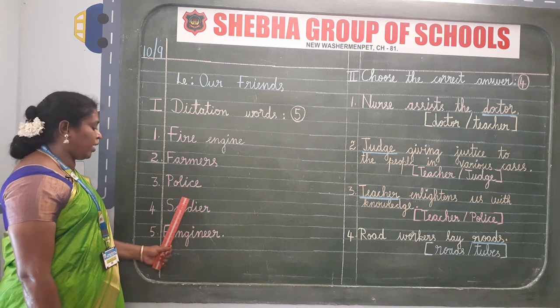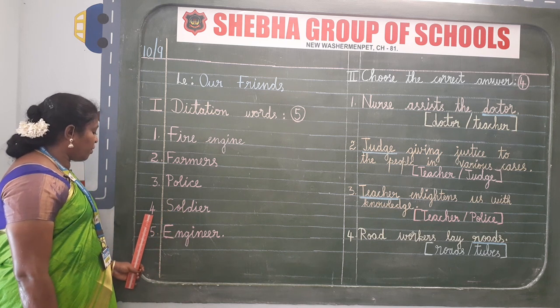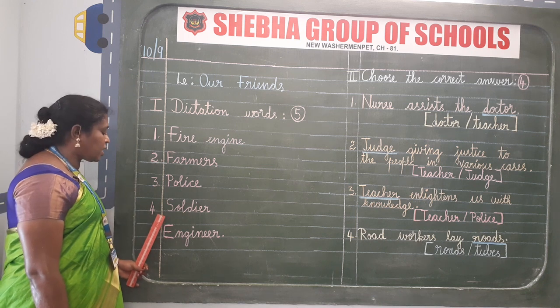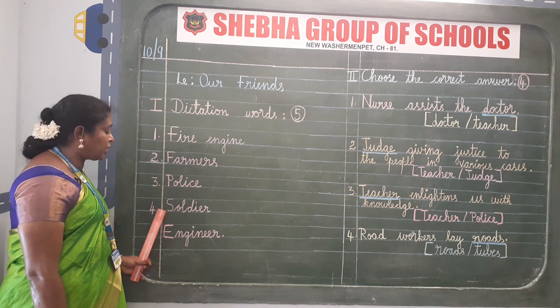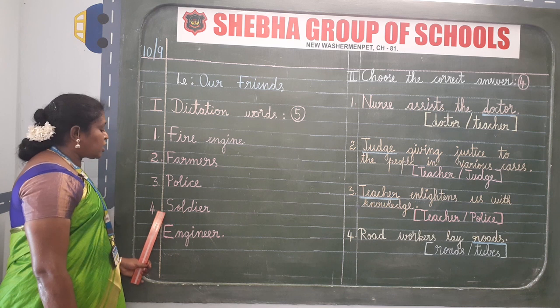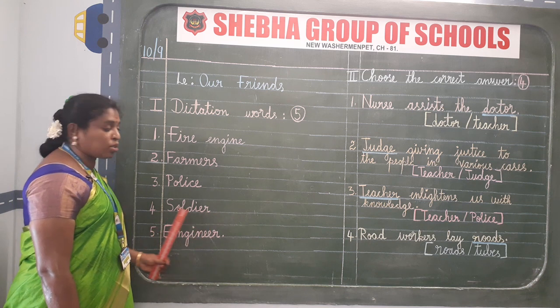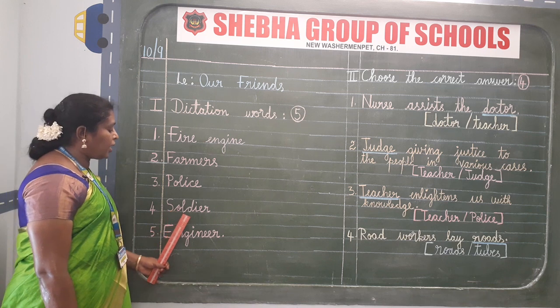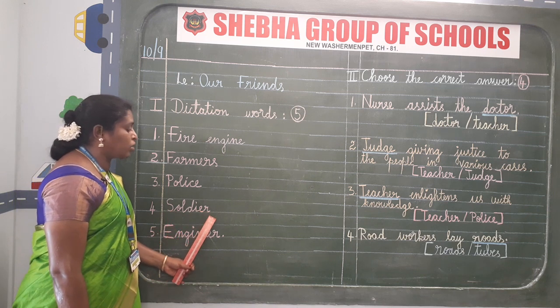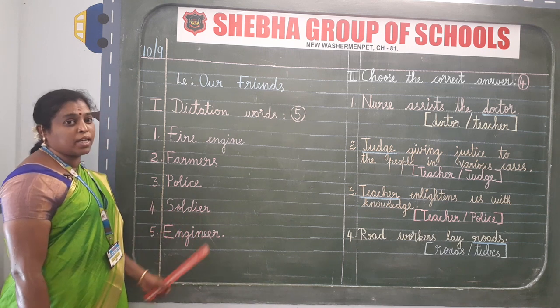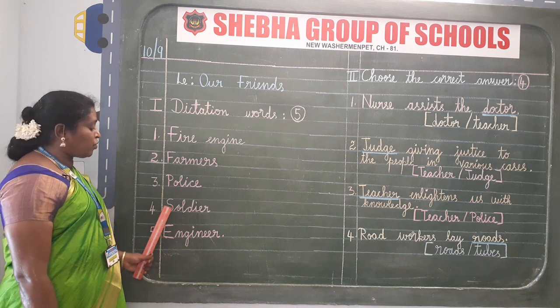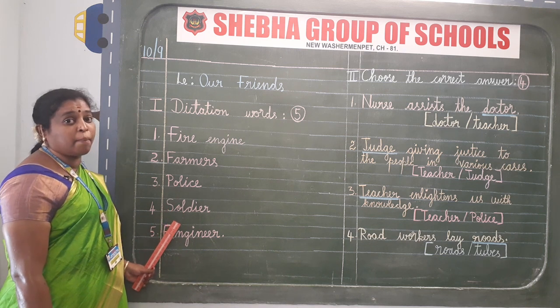Okay, children. Then the next word, number four, inside the margin, start writing near the margin with the capital letter. Soldier. S-O-L-D-I-E-R, soldier. A soldier is a person who guards us from the enemies at the borders.